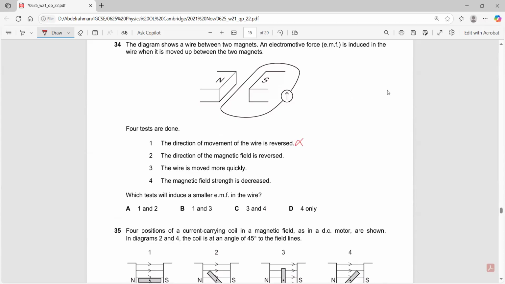This wouldn't matter. Direction of the magnetic field is reversed. Again, wouldn't matter. Move more quickly. No, this would actually increase the EMF. The magnetic field is decreased. Yes, this is the only correct answer.